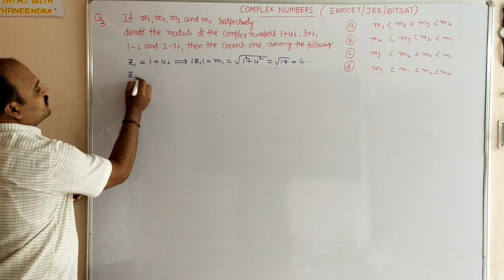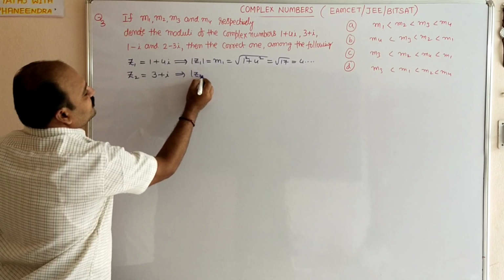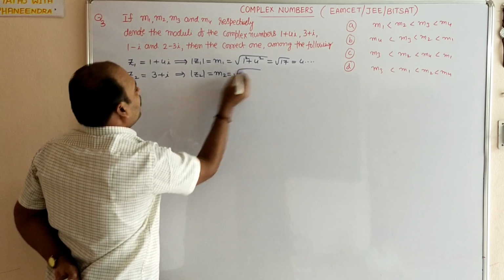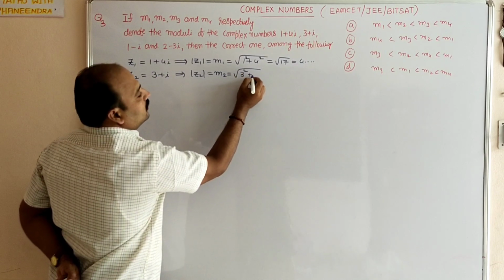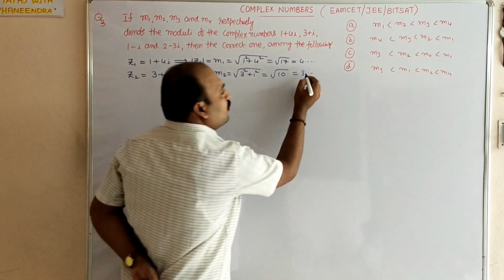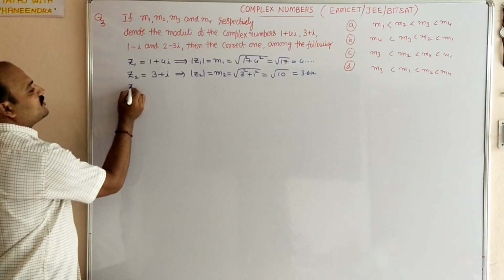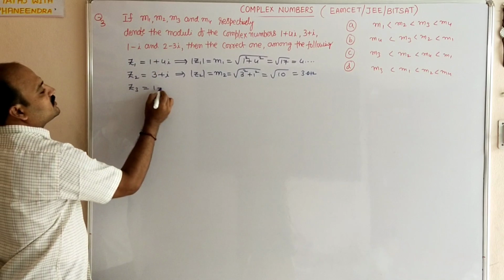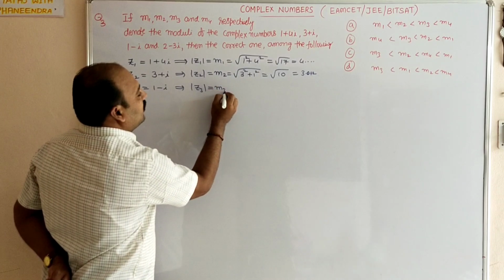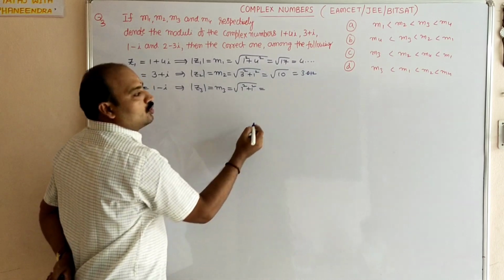Next, Z2 is a complex number 3 plus i. So mod Z2, second complex number modulus is M2. So M2 equal to square root of 3 square plus 1 square, which is equal to root 9 plus 1, that is root 10. It is 3 point something, exactly 3.162 like it will come. Next, Z3 is the third complex number, that is 1 minus i, whose magnitude, so modulus Z3 equal to M3, which is equal to root of 1 square plus minus 1 whole square, that is also 1 square. So it will become root 2.